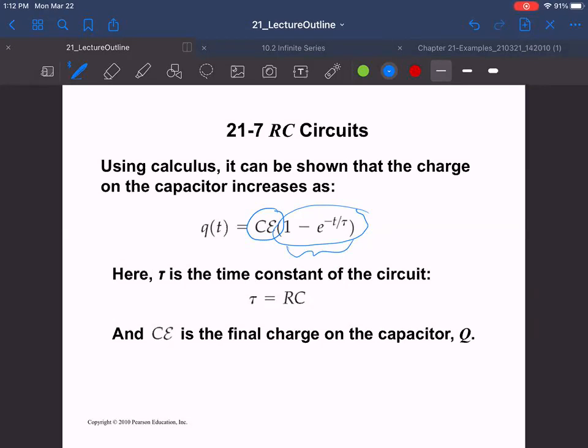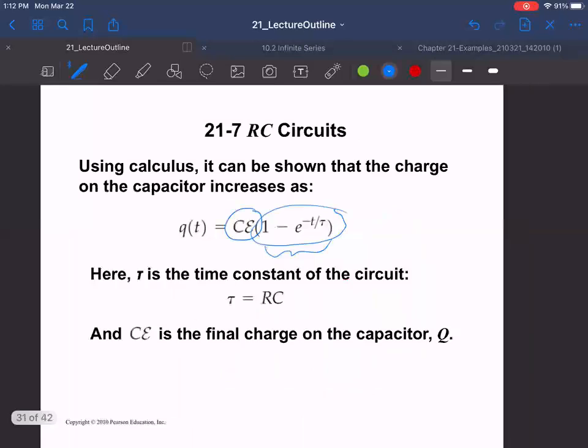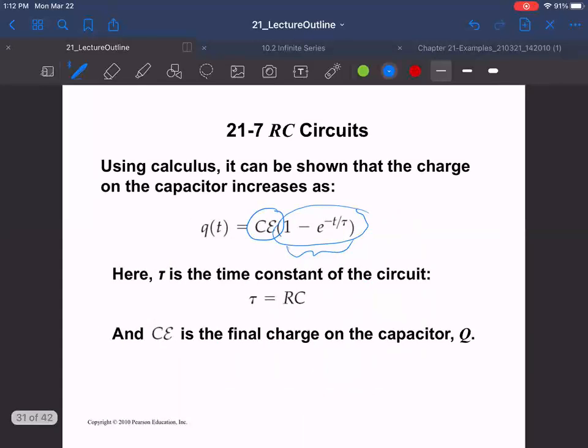If you put in 2 RC, it goes up to here where it's 80-something percent, and then really close to being full, 90-something percent, and then 98% or 99% as you keep putting in different amounts in here. So you just have to do that 1 minus e to the negative t over RC, however many: 1 RC, 2 RC, 3 RC, 4 RC, however many time constant steps you look at.